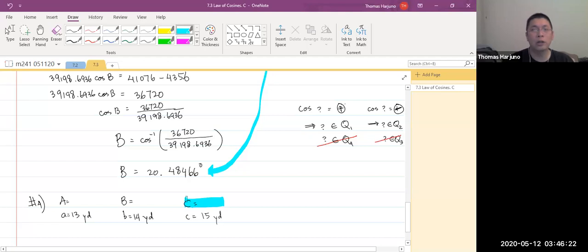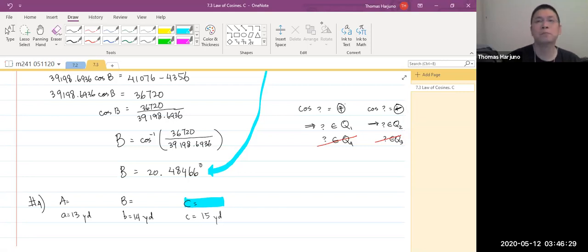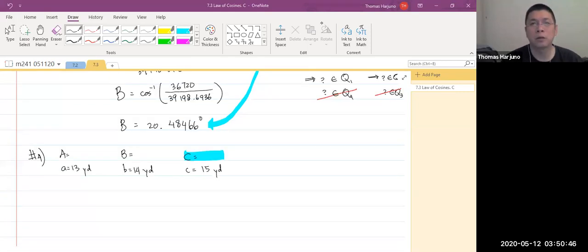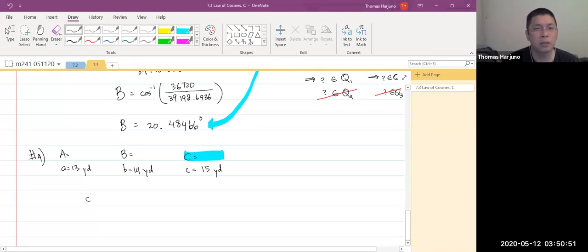Okay, now can you work it out? I'll give you maybe 5 minutes. No, 4 minutes should be good. Okay, try. Angle C. Find angle C. I need C square on the outside.